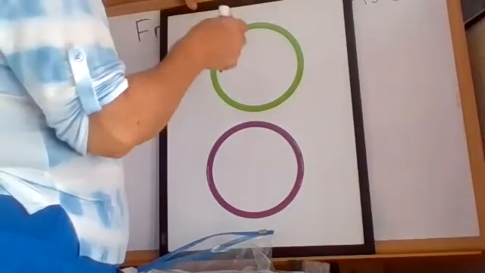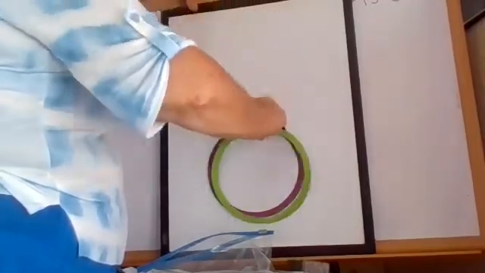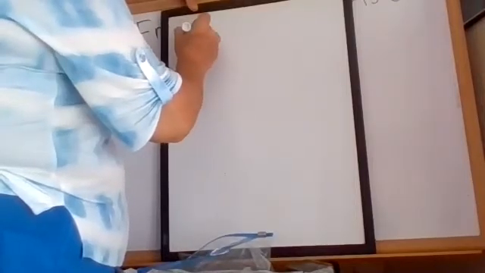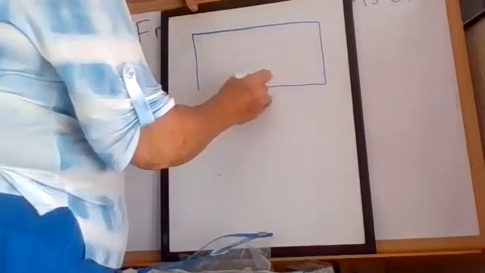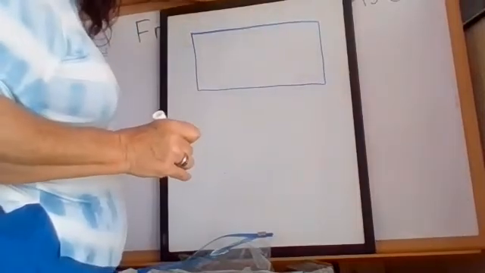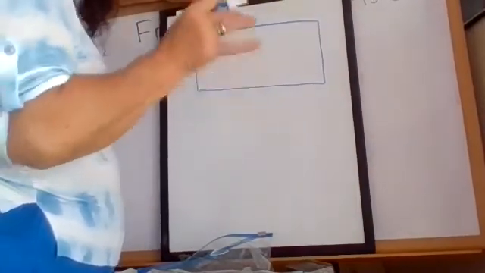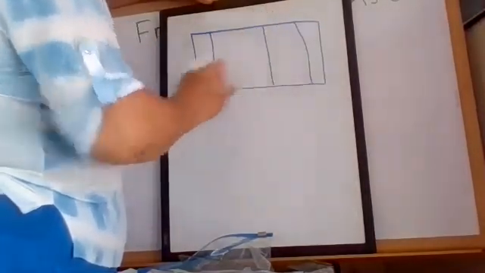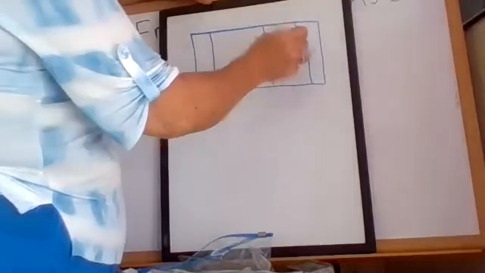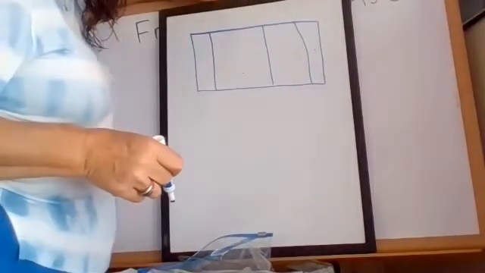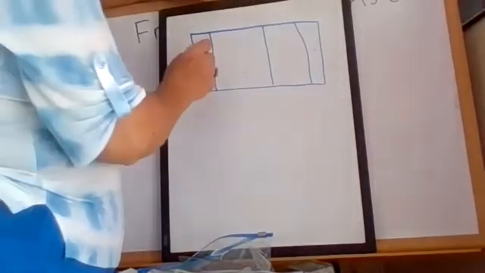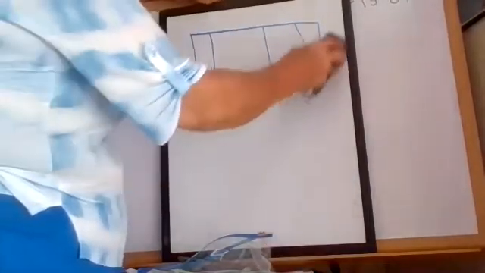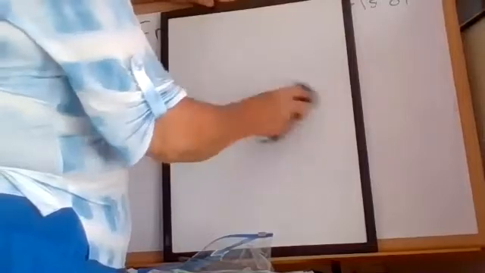Let's see, what else can we do? Let's try a rectangle. Let's draw a rectangle. Draw a big one. Okay, I'm going to divide this rectangle into 4 pieces. I have 4. 1, 2, 3, 4. Does it say fraction? No, it is not a fraction. Why? Because each one of these pieces are not exactly the same. Okay, let's go ahead and erase that one.